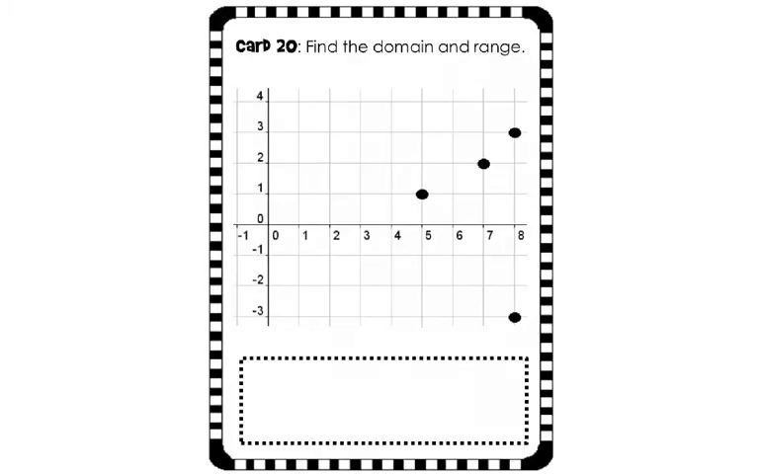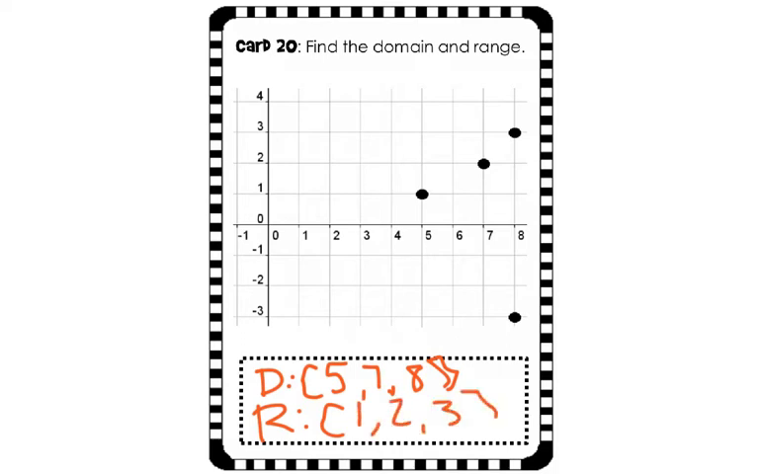Alright, is this the last one? Yes. Okay, here we go. Last one. I'm just going to list out the x values. So domain goes from 5, and then 7, and then 8. Those are supposed to be some curly brackets. My bad. And then range, I got a 1, a 2, and a 3. That's it. And we haven't done, what have we not done?